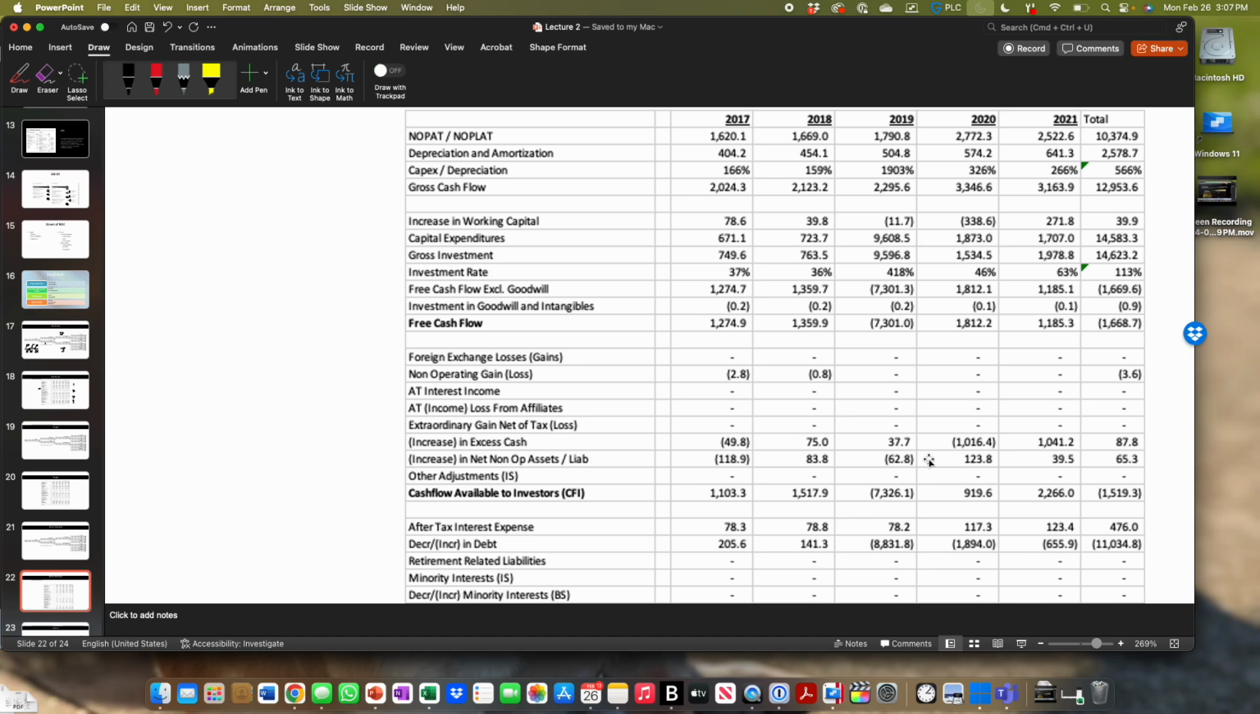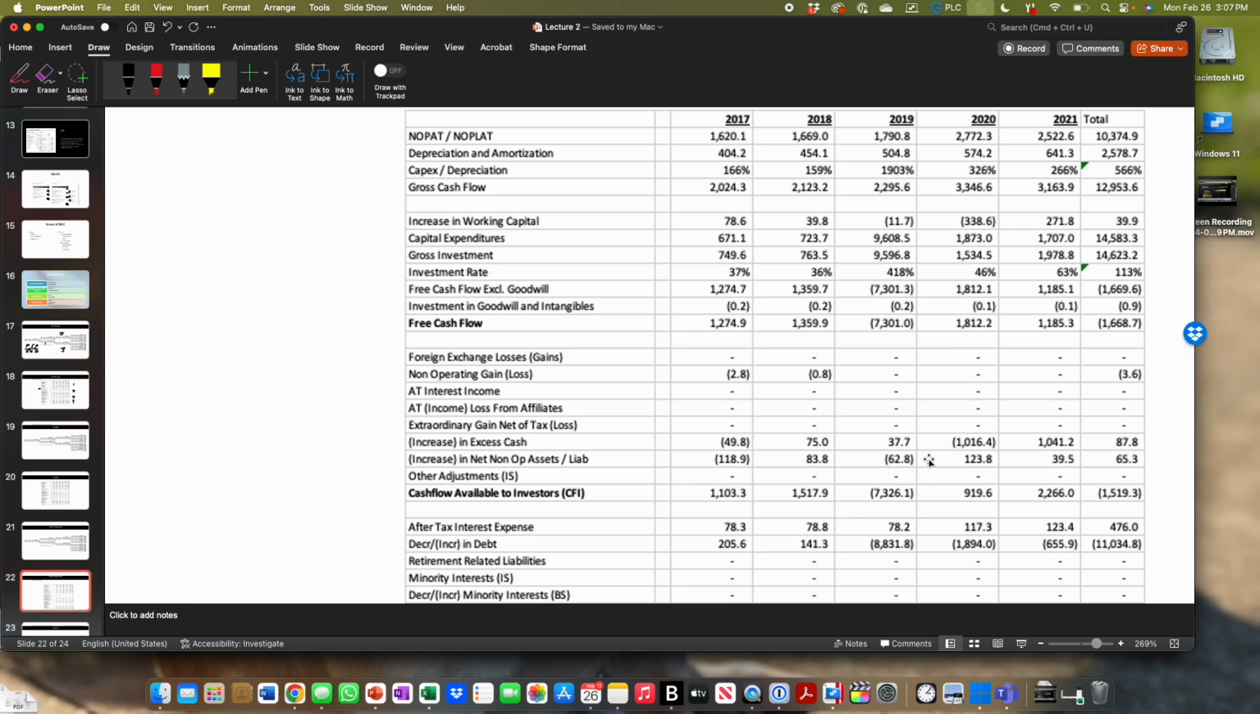CapEx depreciation ratio averaged 566% over the 5 years. They're clearly in growth mode. Now, ironically, it started to slow in 2021 to only 266%, right? So still growing, not as fast, but still growing pretty substantially based on that number, expecting to grow, okay?